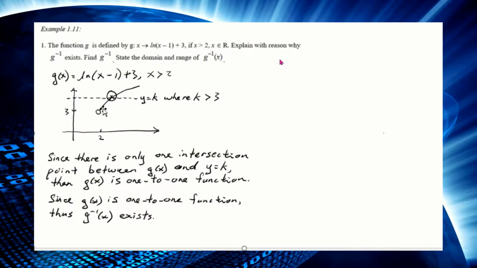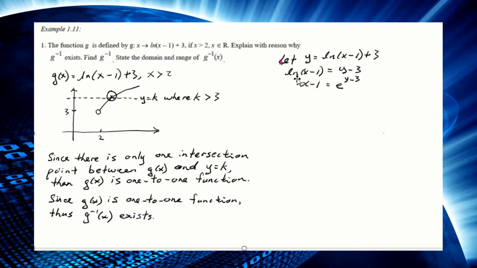Now we can find the inverse function of g(x). To do this, we let y equals ln(x - 1) + 3. What we need to do is rearrange the equation such that x becomes the subject. First step, we shift 3 to the right hand side, becoming y minus 3. Then in order to find x, we need to shift the ln to the right hand side, because ln is the same as logarithm with base e.